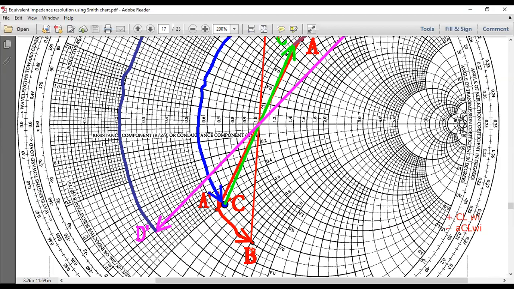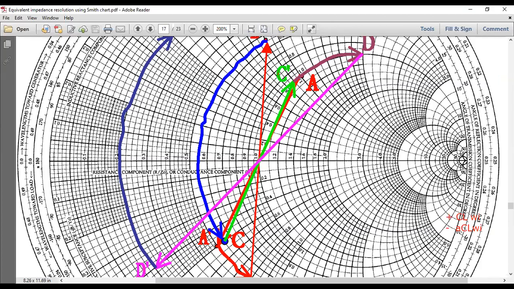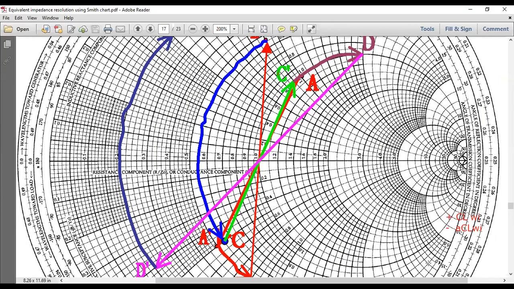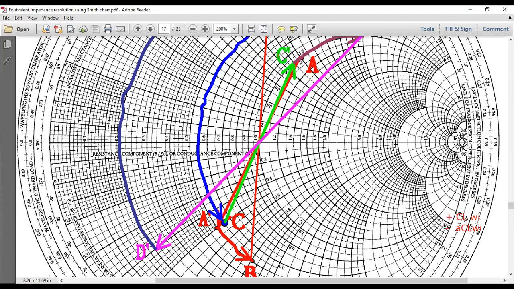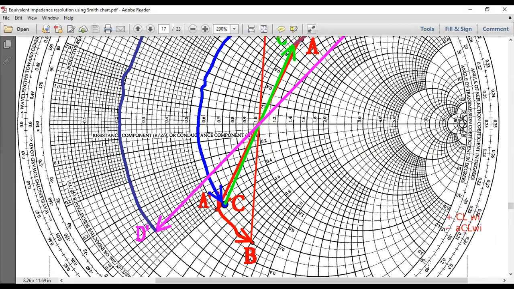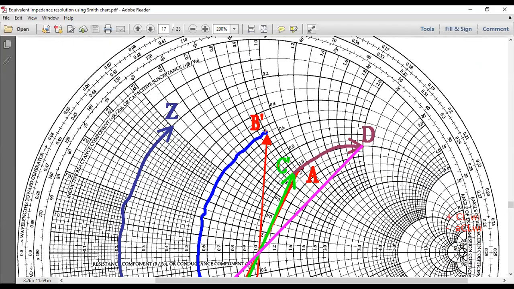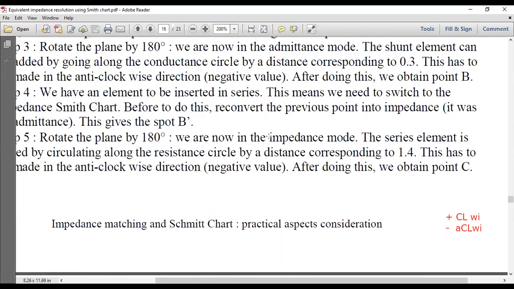So draw a line passing through the origin and take the exact distance, the scale distance or the rounder. If you are doing it on paper, you can take a rounder with a pencil and mark it, and the line should pass through 1. It should pass through this one. So B will be, this is B dash. Now this B dash becomes the impedance.